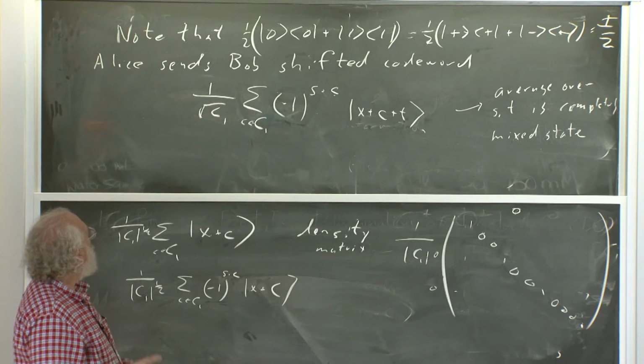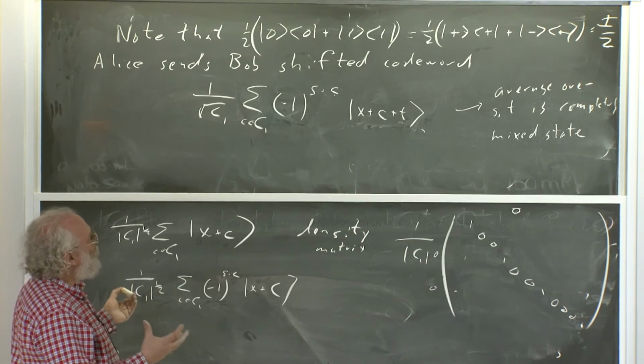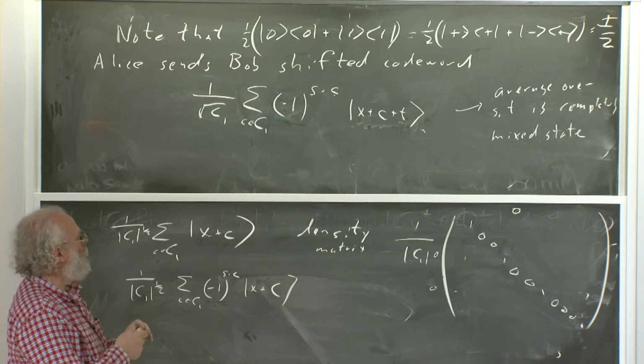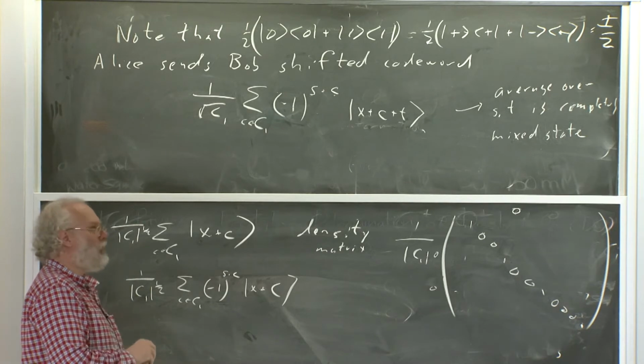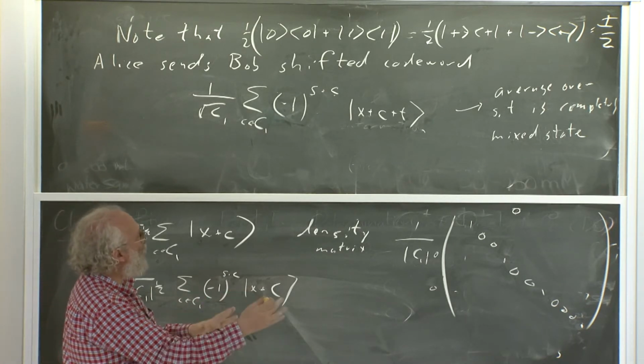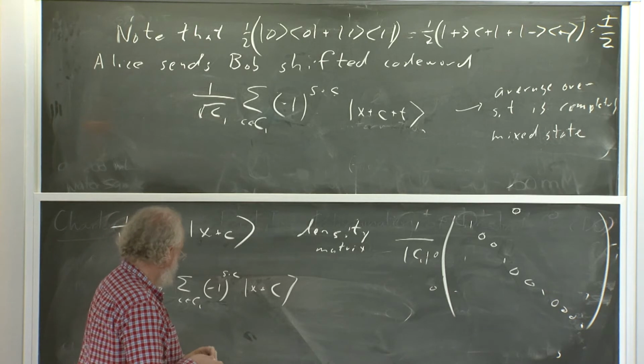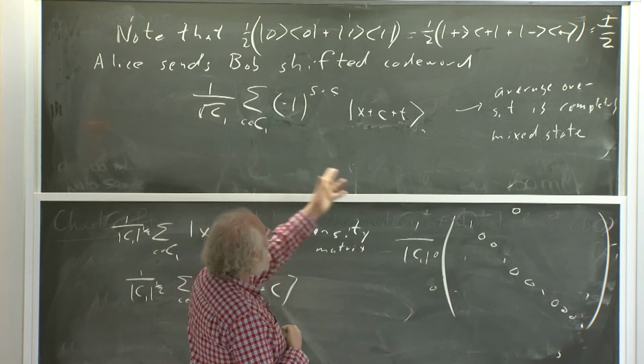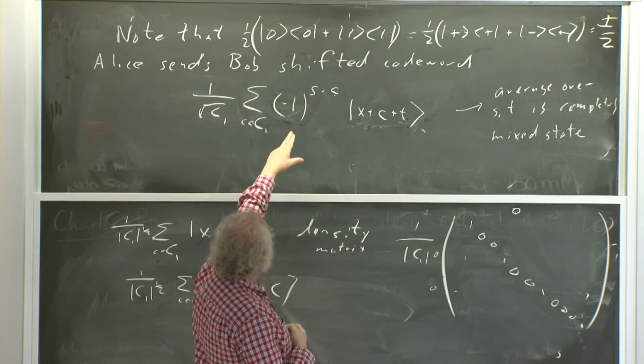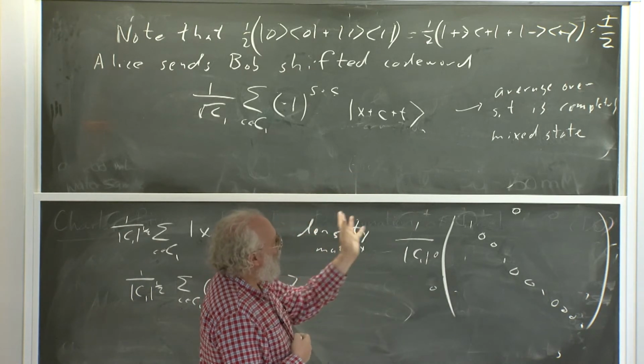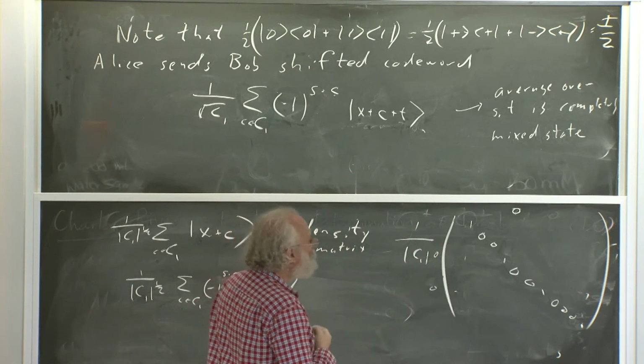So here we have a new protocol. Alice sends Bob a shifted code word interspersed with test qubits, and Bob decodes it. Well, Bob puts it in memory, and then Alice sends Bob S and T, and Bob decodes it.